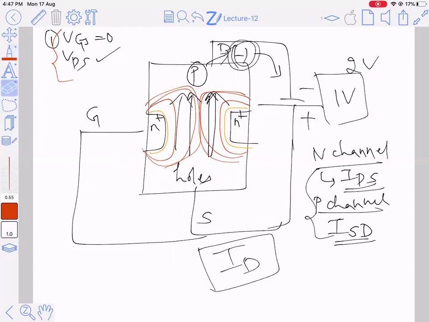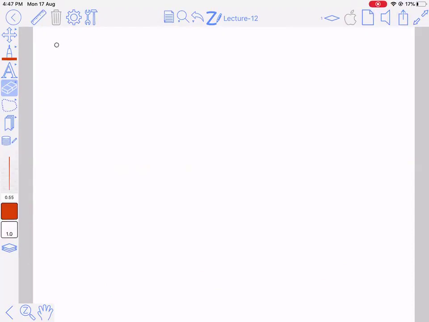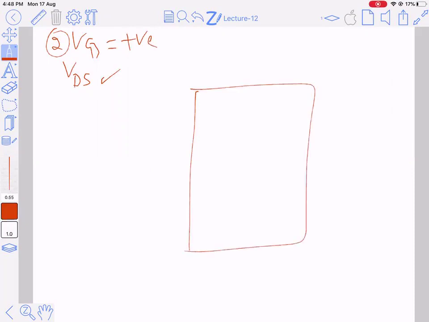What about the second case? VDS. The second case is when you are applying some VGS and VDS is also applied. But VGS you are applying positive here, whereas over there you had applied negative. So this was your P, this was your N plus, N plus. This was the initial depletion.